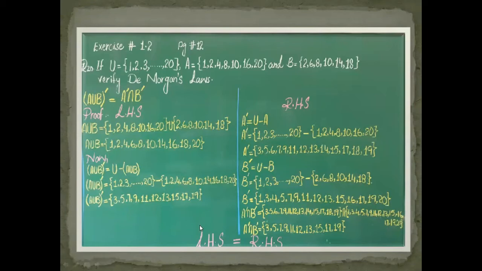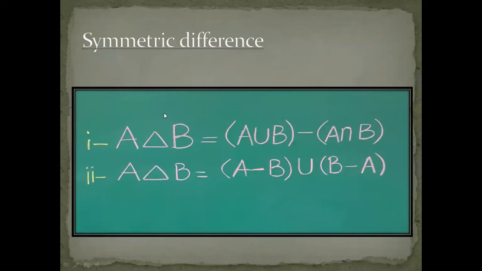Okay, now the next topic which a student requested me yesterday to explain again is symmetric difference. De Morgan's law and symmetric difference are important topics from the exam point of view. There are two statements of symmetric difference. Statement number one: A symmetric difference B is equal to A union B minus A intersection B. Statement number two: A symmetric difference B is equal to (A minus B) union (B minus A).